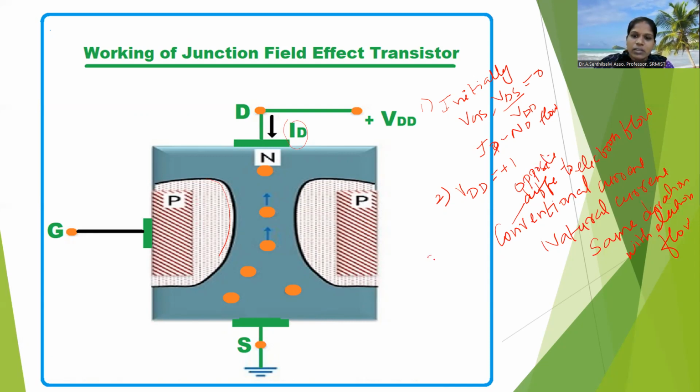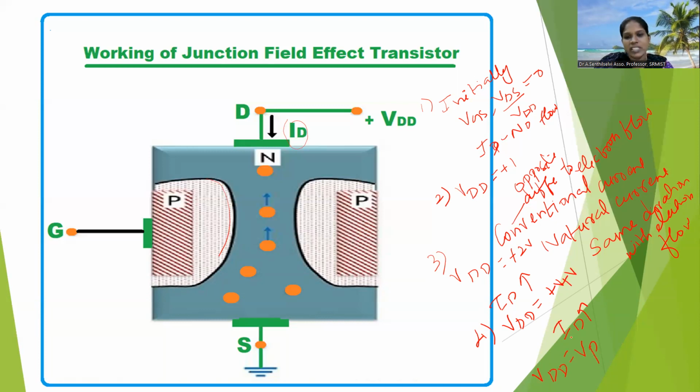Again, we are increasing that VDD to a particular value, like 2 volt. Again, the current flow ID increases. In the same way, we increase it, so ID increases. At a particular point, the ID will be saturated. Even if you are increasing the VDD value, there is no increase in the ID current value. That voltage is called VP, the pinch off voltage.